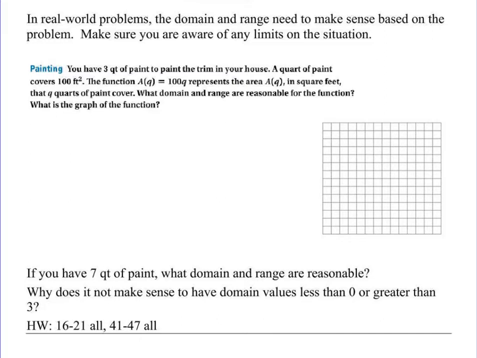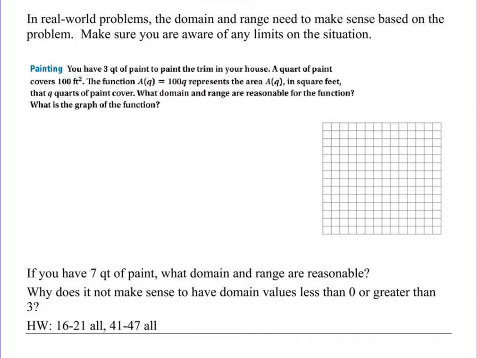So when you're working with real world problems, you're still basically doing the exact same thing. You say, okay, I can't have a negative amount of paint. I can't have a negative amount of hours used where I'm painting or whatever. That's your domain and range. You just got to figure out which one's which.